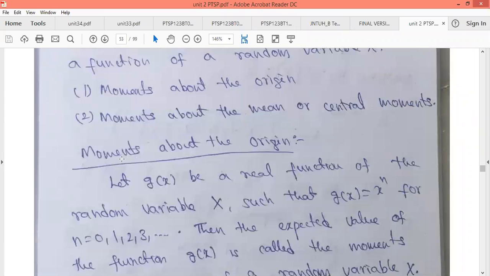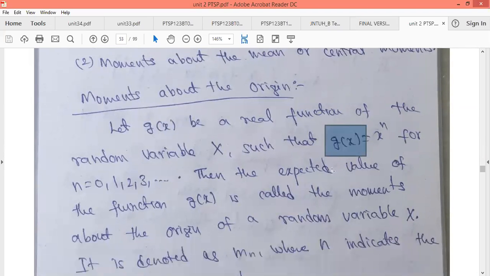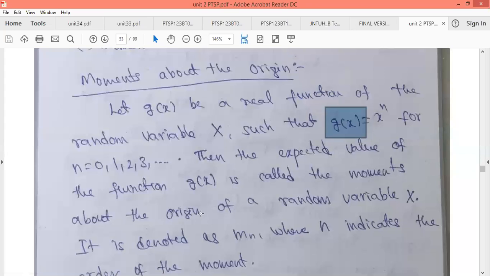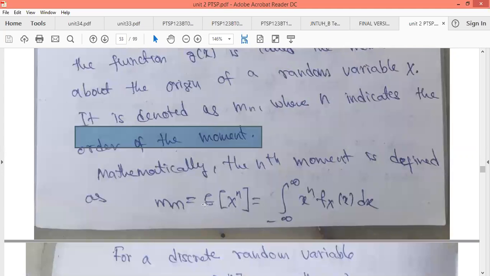What is it that we are doing? We are taking a real function g of x, where g of x is equal to x power n. The expected value of g of x is called the moment about the origin. We denote it as m n. We use m n to represent the moment about the origin. Here n is called the order of the moment. m n is the expected value of x power n. So the formula is the integral from minus infinity to plus infinity of x power n f x of x dx.